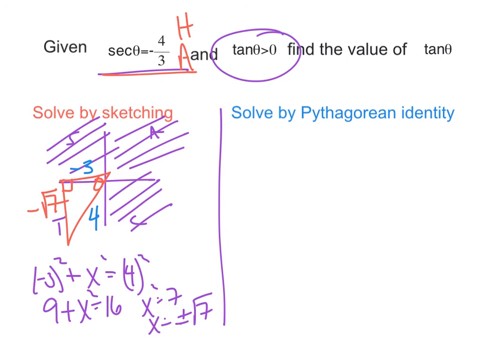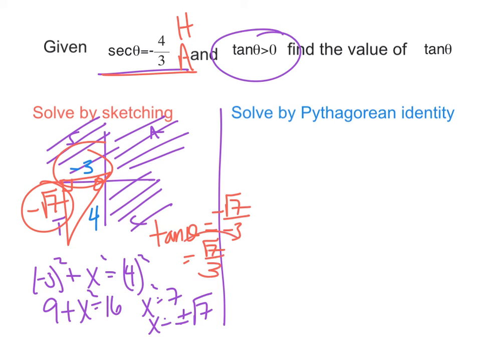Now I can answer the question. The question actually says find the value of tangent. So according to SOHCAHTOA, tangent is opposite over adjacent. Negative radical 7 over -3, which of course is just radical 7 over 3. And notice tangent should come out positive because tangent owns that quadrant.